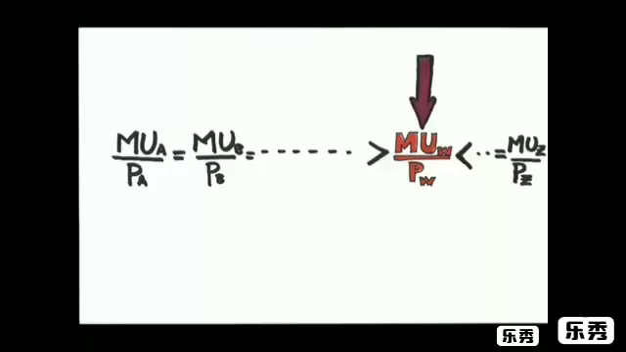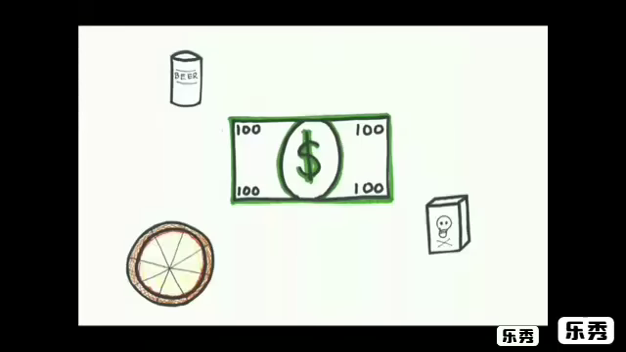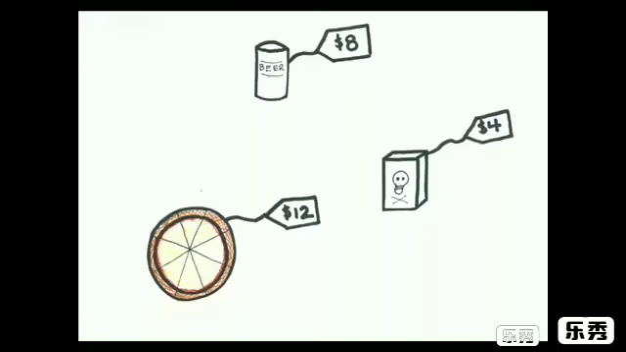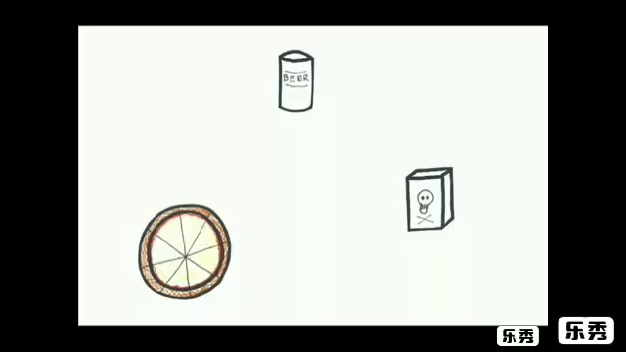Okay, look. Assume a consumer has a weekly income of $100, which he spends completely on 3 commodities: pizza, beer, and cigarettes. The price of pizza is $12, the price of beer is $8, and the price of cigarettes is $4. What combination of pizza, beer, and cigarettes is this consumer going to choose? Well, right now, there just isn't enough information to answer this question.